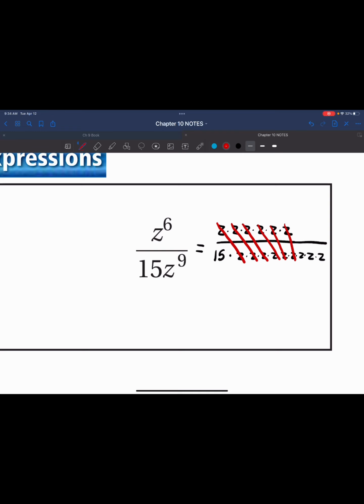Now, if there's nothing left up here, you have to keep it as a 1, okay? Because you can't just have a fraction bar with some numbers underneath it with nothing up here. If there's nothing up here, that means it's all 1, okay? So now my final answer is going to be 1 over, I can't cancel out the 15, so the 15 is staying put. How many z's are left? 3 of them, so I'm going to say it's 15z to the third. And that is your final answer.